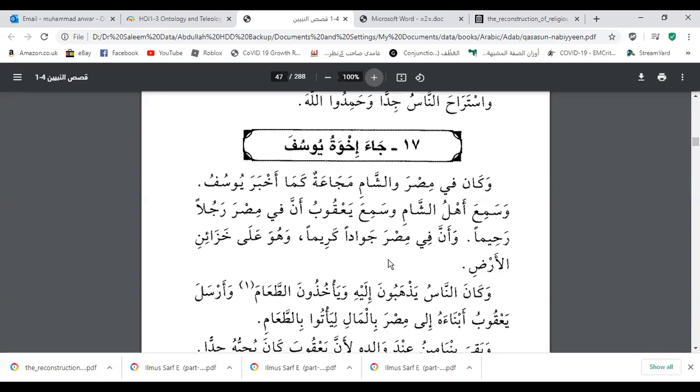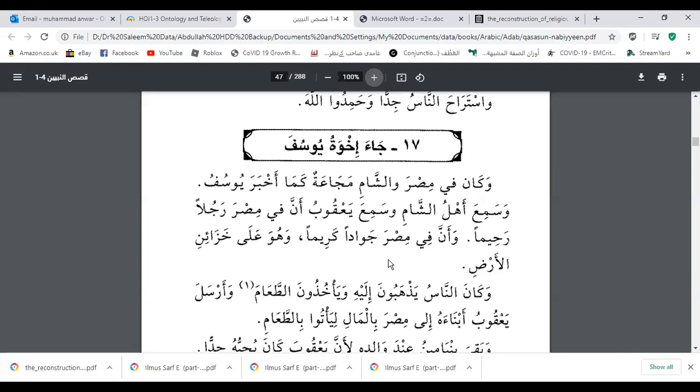Wa kana fi misra wa shami. And in Misr and in Sham. So fi misra, fi is a harf jar, a preposition. It should make misra into majrur state. And it is in majrur state, except that this is diptote, ghayru munsarif. It does not accept kasra or tanween. Its kasra or majrur state is denoted by a fatha, zabar on the top. That is why wa kana fi misra wa shami. Sham accepts this kasra. That's why with Sham you have the kasra.